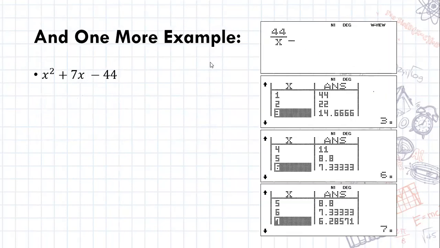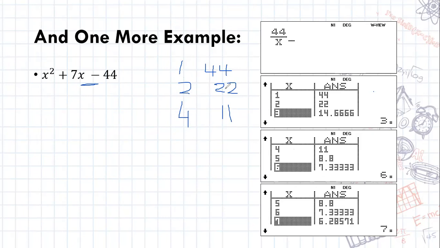Let's do one more example just for good measure. So here we've got x squared plus 7x minus 44. So minus tells us different signs. Okay, so we're going to go look for our factor pairs. We can see that we've got 44 over x, and our factor pairs are 1 and 44, 2 and 22, 3 is not a factor, 4 and 11, 5 is not a factor, 6 is not a factor, and 7 is bigger than our answer.